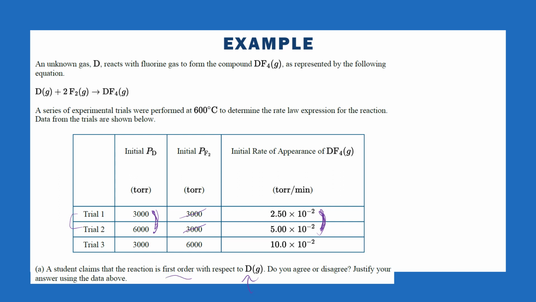As you can see in trial 1 and 2, as the pressure doubles, the rate also doubles. And that would be enough. And that's 1 point only for that one.